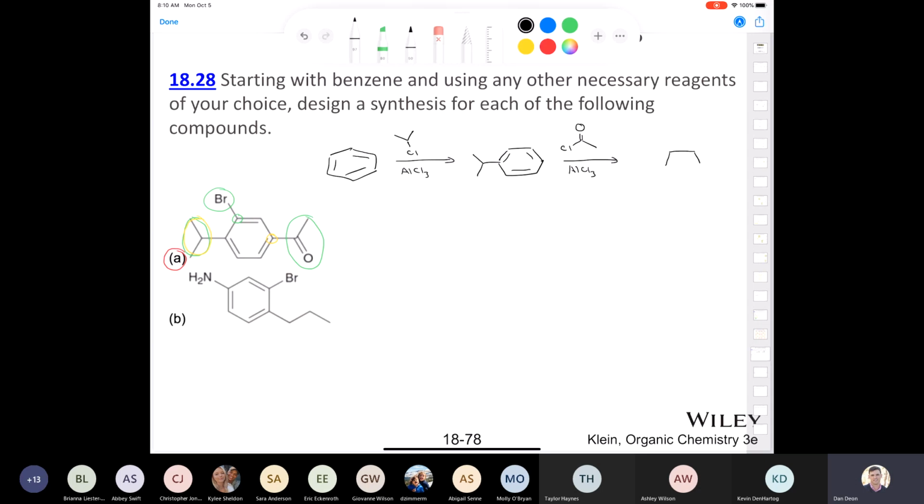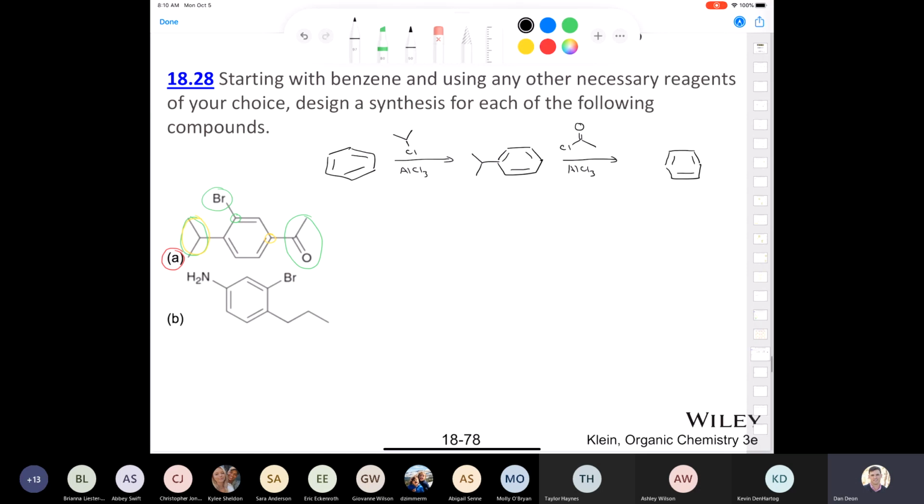Anyhow, there we go. So we'll draw our aromatic ring. Now we've got our isopropyl group, which is an ortho-para director. We've got our acyl group, which is a meta-director. So both of those groups are going to direct to this position. Now, if you're like, well, what about this position, Mr. Dion? I would say six of one, half a dozen of the other. They mean the same thing.